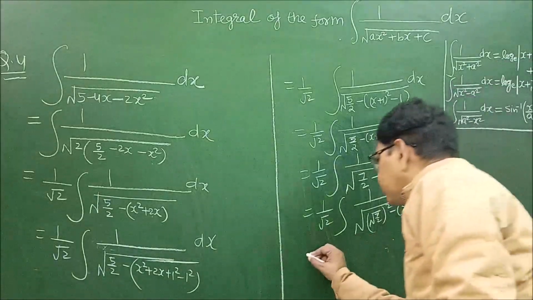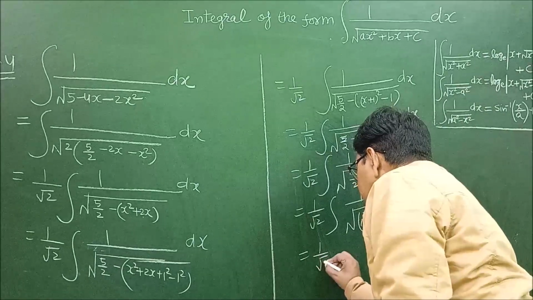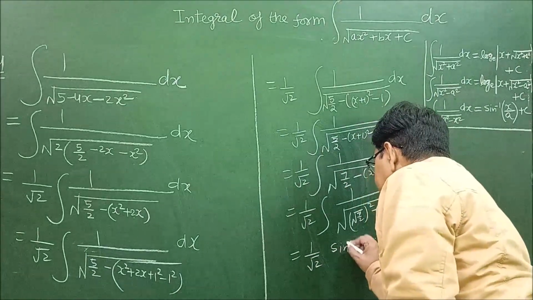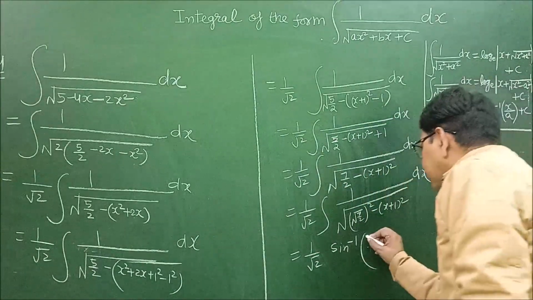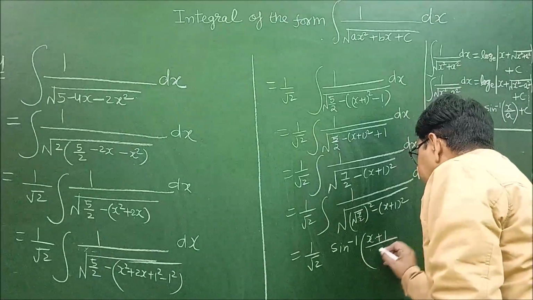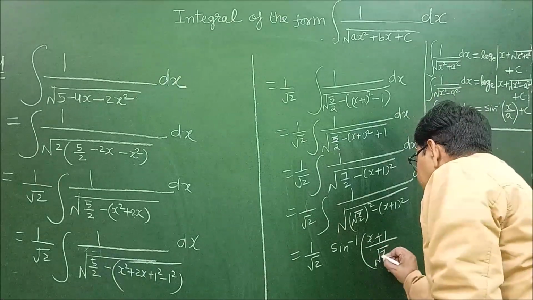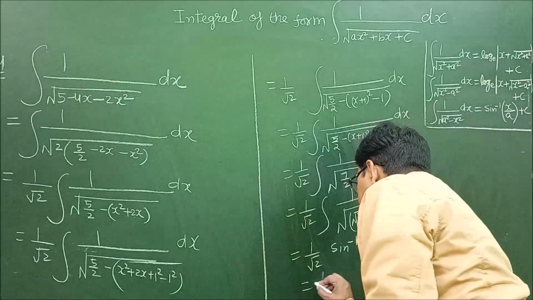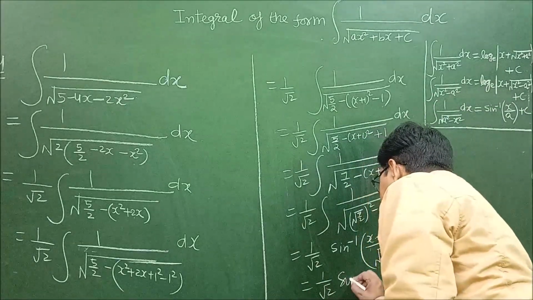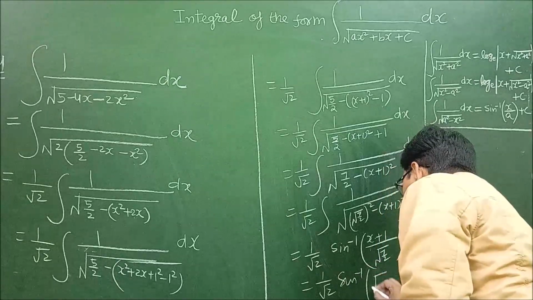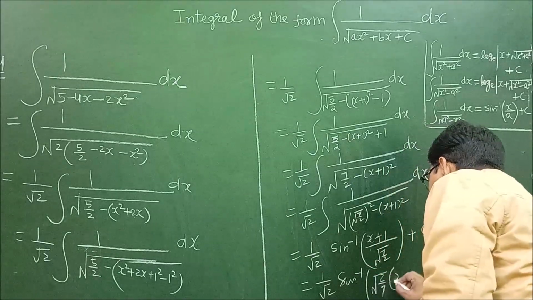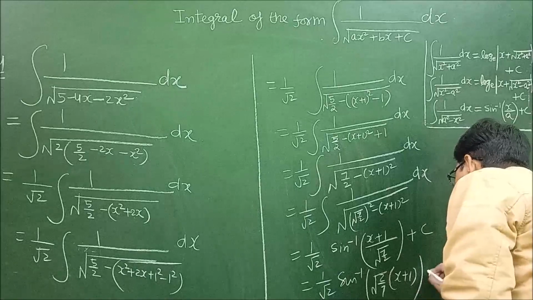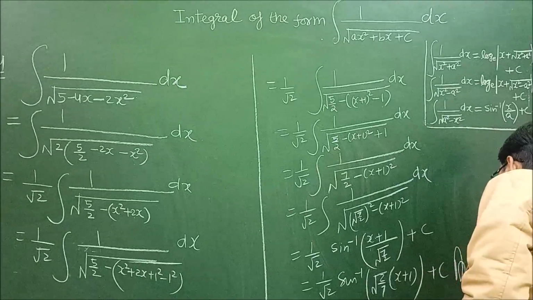So this is equal to 1 upon root 2 sine inverse of x plus 1 upon a, the value of a is root 7 upon 2, plus c, which is equal to 1 upon under root 2 sine inverse of root 2 upon 7 into x plus 1, plus c. So this is the final answer of this question.